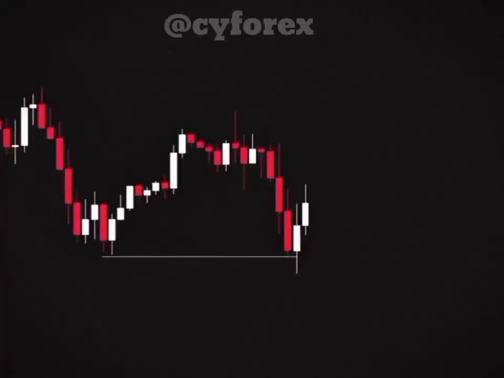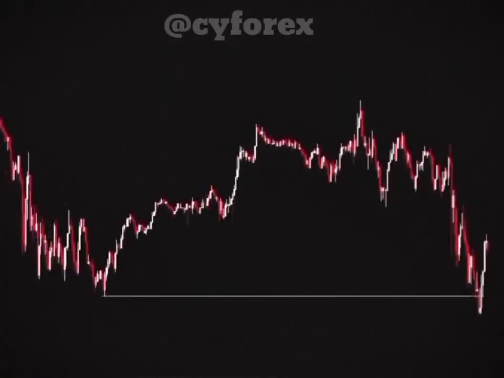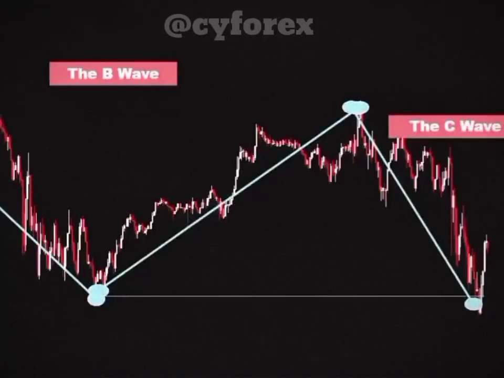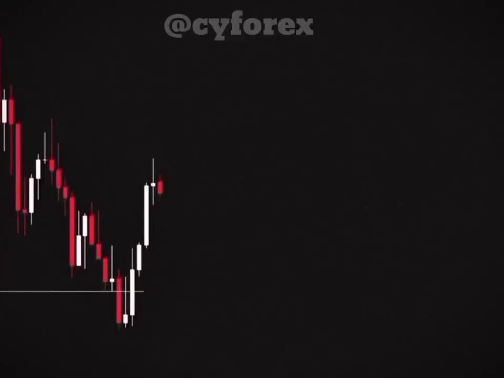So guys, we have identified the valid ABC pattern here. So in the next step, we are going to zoom into the 1-minute time frame. So as you can see, we have got the A wave, the B wave, and the C wave. Let's get into the current price area. Next, we should wait for the market structure shift or change of character to appear.